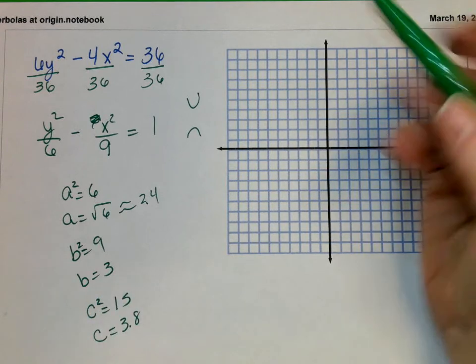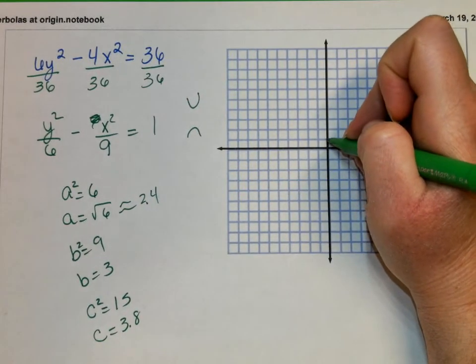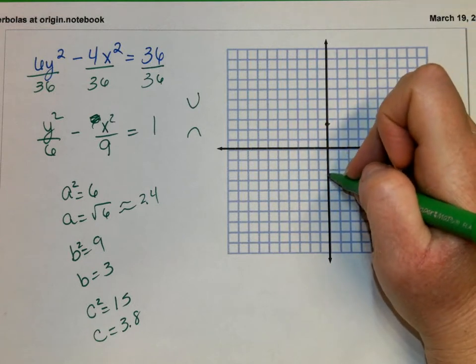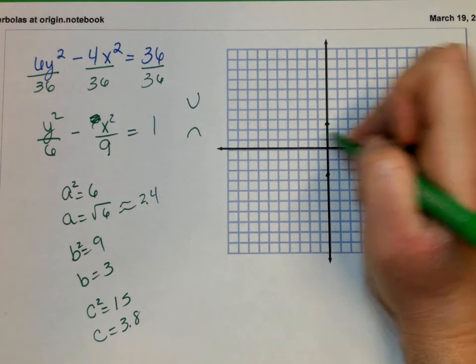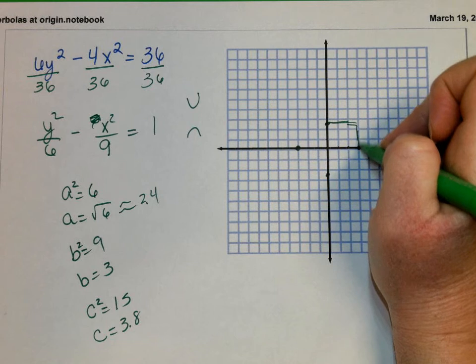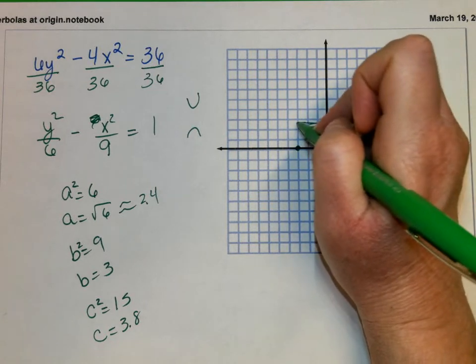And here we go. Whatever direction it's under, that's the direction I go. I'm going to go up and down 1, 2.4. I'm going to go left and right 3. 1, 2, 3. Draw my box. Here goes. Like so.